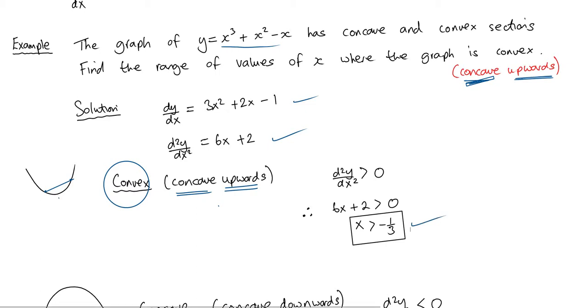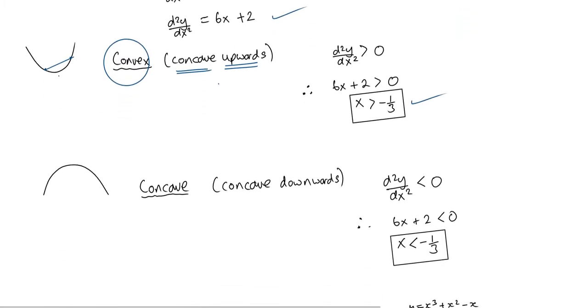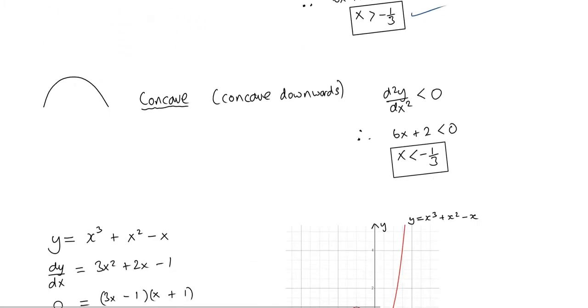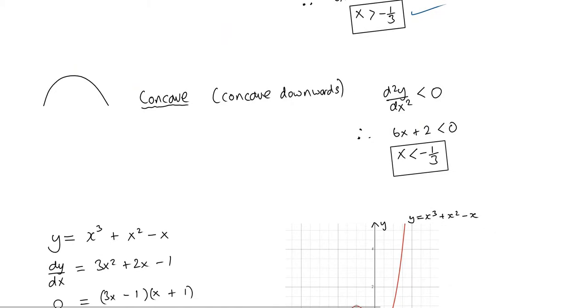But I've gone a little bit further now. When would the curve be concave, looking like a cave, or concave downwards, the MEI way? When we draw a line between 2 points, it's below the curve. That's why it's called concave downwards, for the MEI people. That means that d2y by dx squared is less than 0, because it's like a maximum. Then we find that x is less than minus a third.